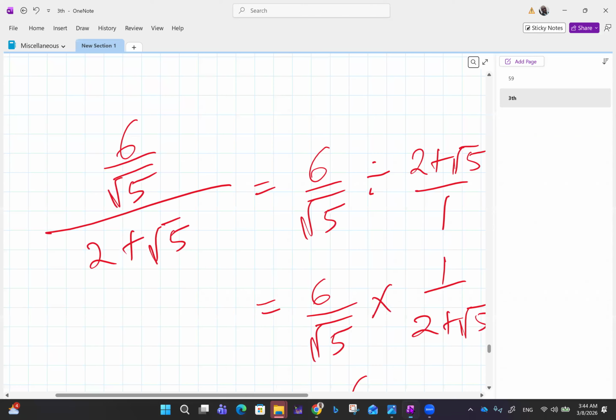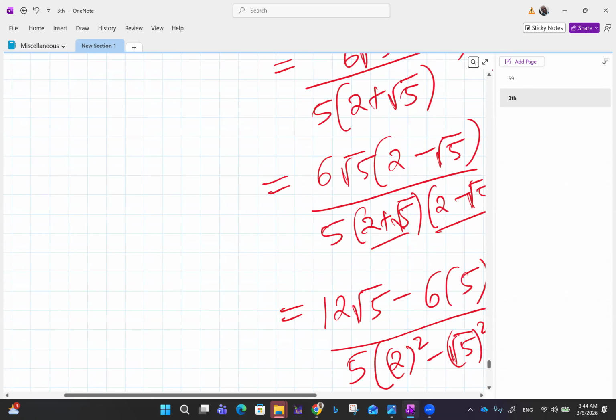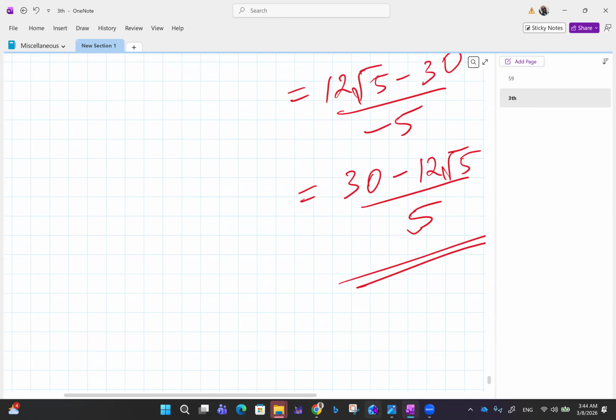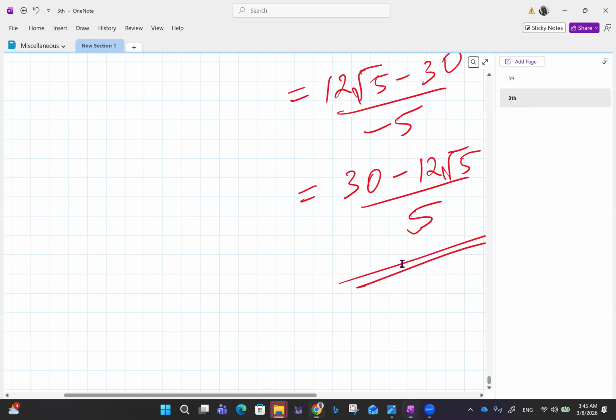We ended up getting that last result, 30 minus 12 root 5 over 5. So 30 minus 12 square root of 5 all over 5. So exactly the same thing. So we are good to go. So that's actually correct. So we are good.